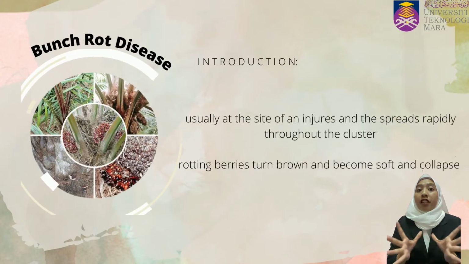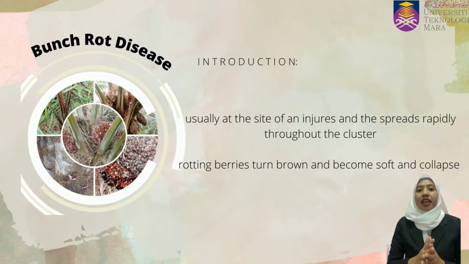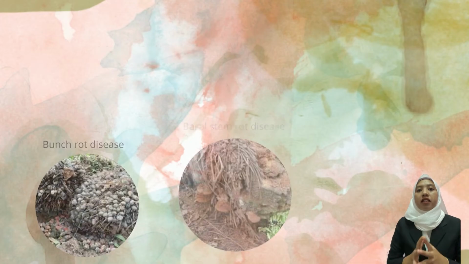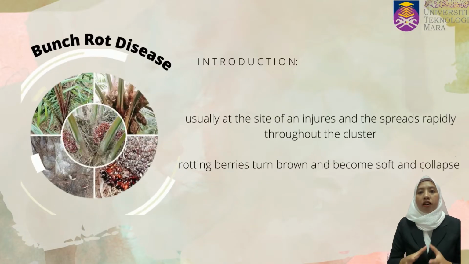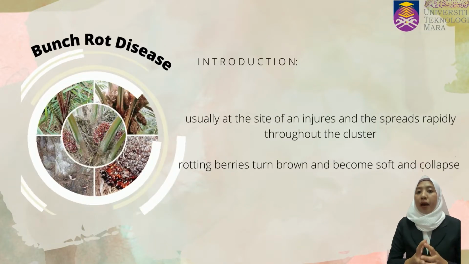Firstly is bunch rot disease that often begins in one or a few berries, usually at the site of an injury, and then spreads rapidly throughout the cluster, and generally the rotting berries turn brown and become soft, then collapse or shrivel up.